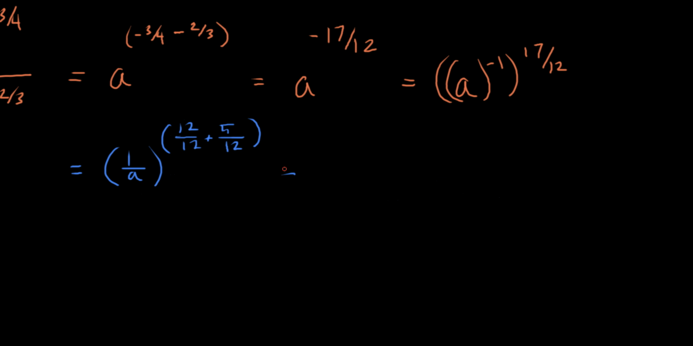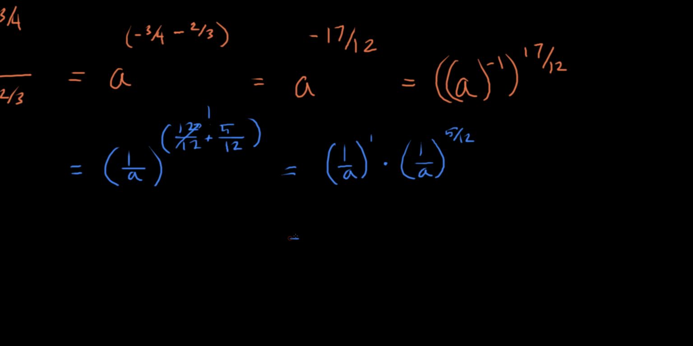Because I have a sum of exponents, I can write this as 1 over a to the, well, 12 over 12, I can just write that as 1. That just simplifies as 1. So it's 1 over a to the first power times, remember when you have a summation here, you just write it as the base times itself, where the two different numbers across the plus sign are the exponents. So that becomes 1 over a times, this is the 5/12 here. I can't simplify that any further, so that's just 5/12.